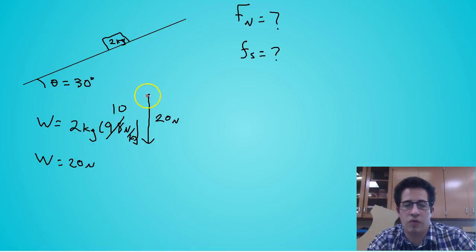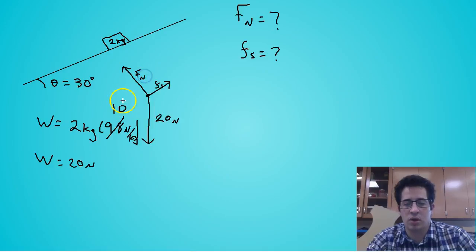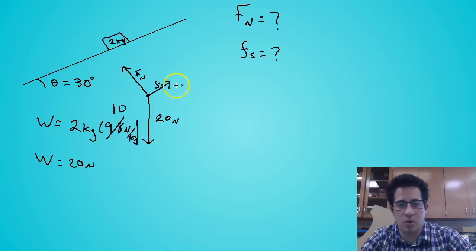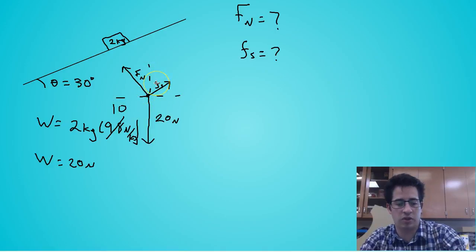Well, friction is going to be parallel to the ramp, and so we'll call this static friction. And then the normal force is going to be perpendicular to the ramp. And so there's the normal force. The trick to solving this question is that we could do it similar to the one we did at the beginning, where we look at this angle and that angle and do two net force equations.